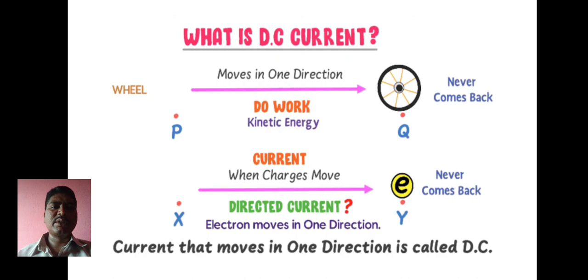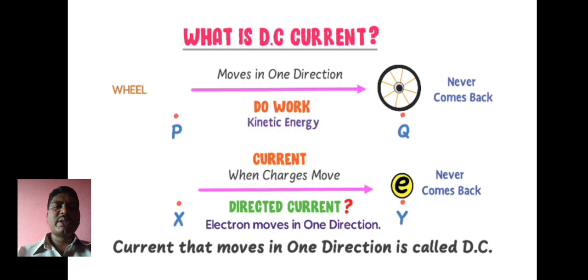Before going into the difference, let's discuss what DC current is. First, we assume we have 2 points P and Q. The wheel is moving from point P to Q in one direction, so this wheel never comes back to P. While moving from point P to Q, it will do some useful work by means of this kinetic energy. Similarly, if you assume there are 2 points X and Y, we have charges moving from point X to Y.